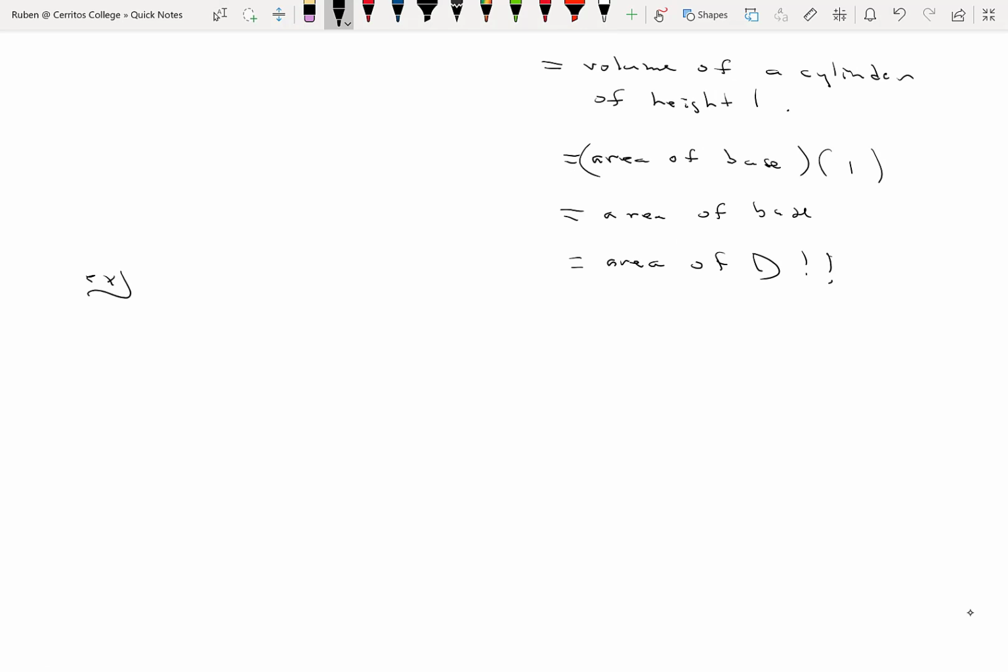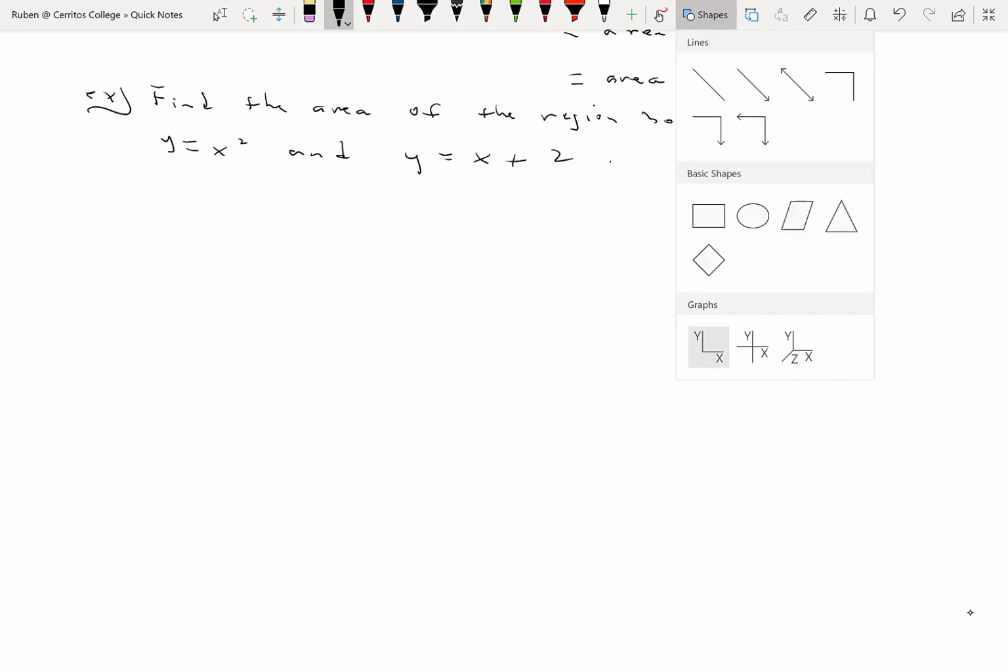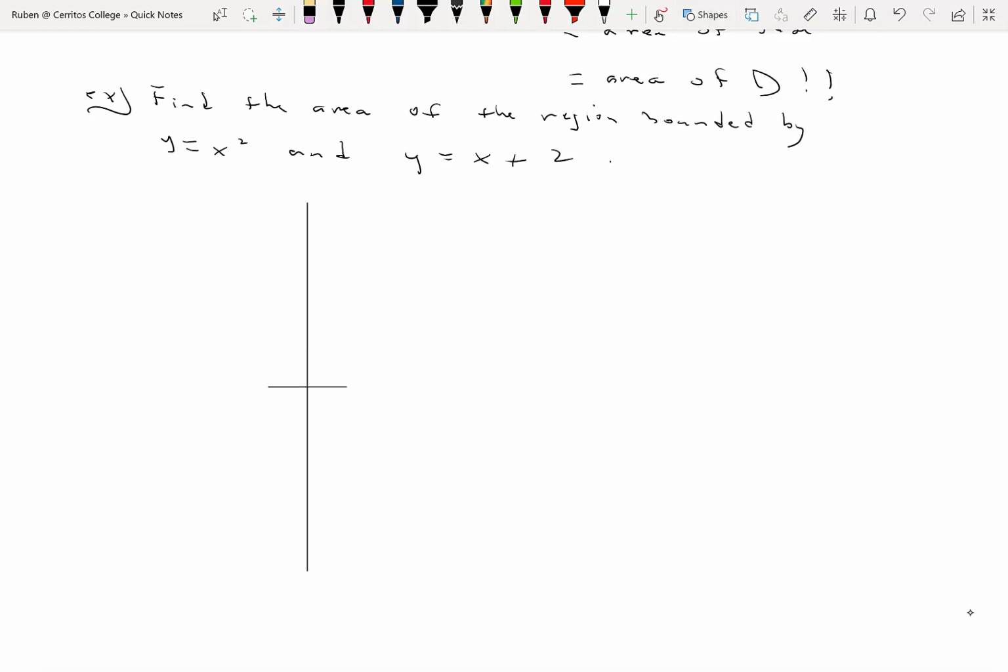Our last example is to find the area, Calc 1 problem, of the region bounded by y equals x squared and y equals x plus 2. Okay, so just as in Calc 1, we kind of need to look at the graph of our region. So let's take a look at the graph of our region. Okay, so here are our axes.